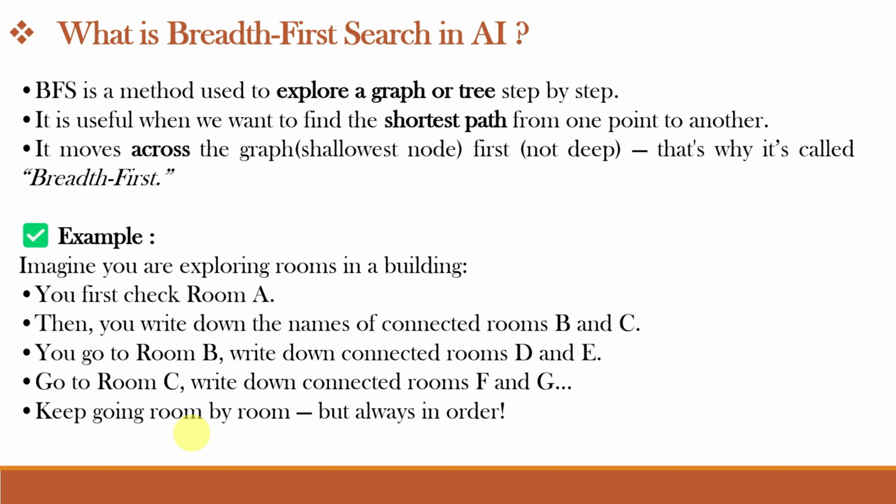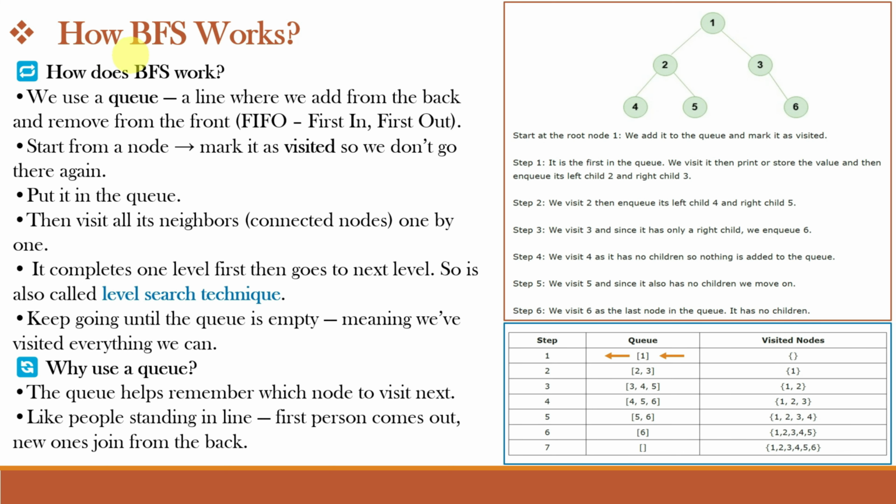So what are you doing here? You are exploring room by room in order, not randomly. And that's exactly how BFS works. Step by step, in a straight and organized way. So in short, BFS explores things horizontally, not deep first, but across first. Okay? Now let us see how BFS actually works.